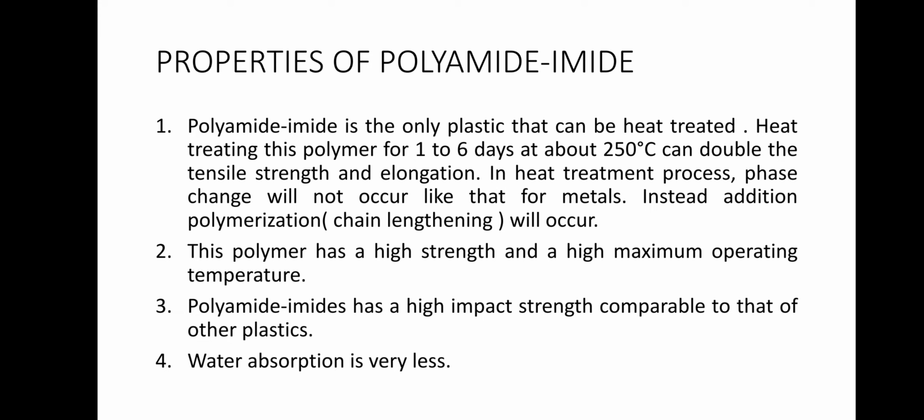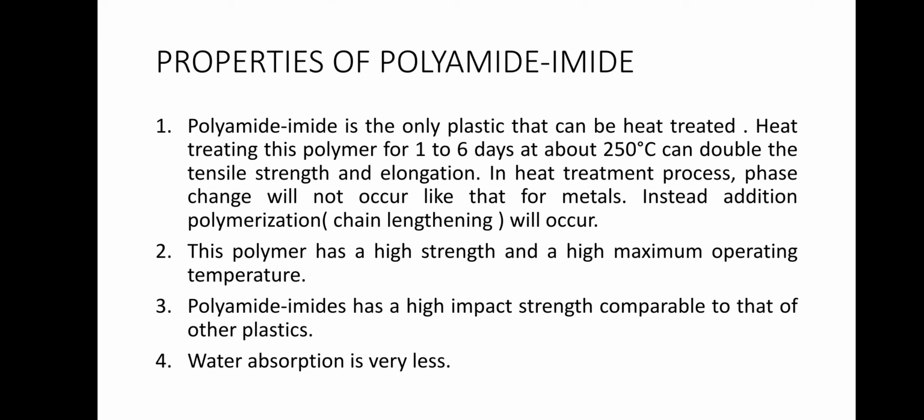Other polymers cannot be heat treated; their properties cannot be improved by heat treatment processes. Heat treating this polymer for 1 to 6 days at about 250 degrees Celsius can double the tensile strength and elongation. In the heat treatment process, phase change will not occur like that for metals. Instead, additional polymerization, chain lengthening, will occur. This polymer has a higher strength and high maximum operating temperatures.